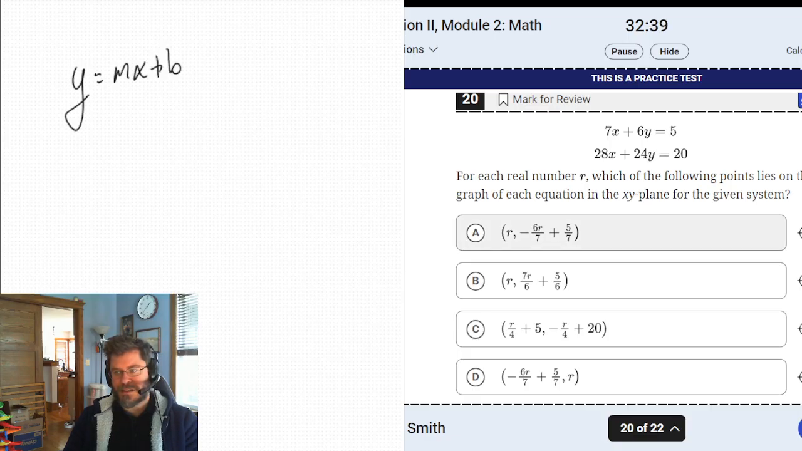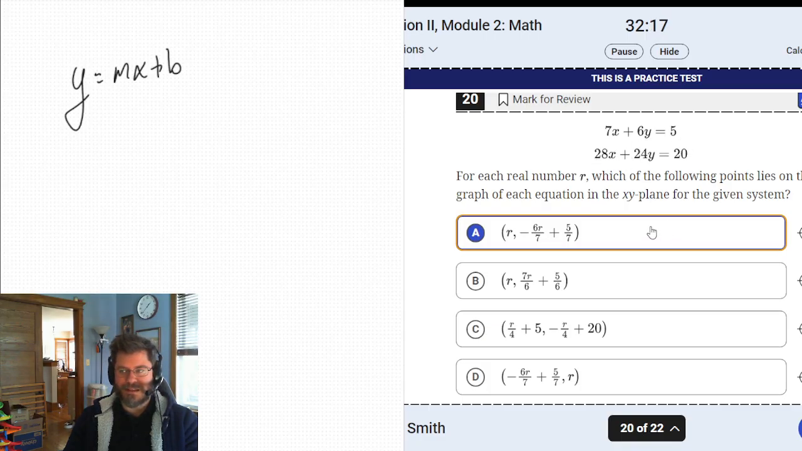So what they did here is they said, okay, if r is the x coordinate and you rearrange it to get y equals, which one arranges it correctly? So that's all I'm going to do. They probably tell us, for each real number r, which of the following points lies on the graph of each equation. Yeah, these are the same equation, aren't they? These are just multiplied by 4, and you get the same exact thing. They don't even bother telling you that it has infinite solutions. We should just recognize that.